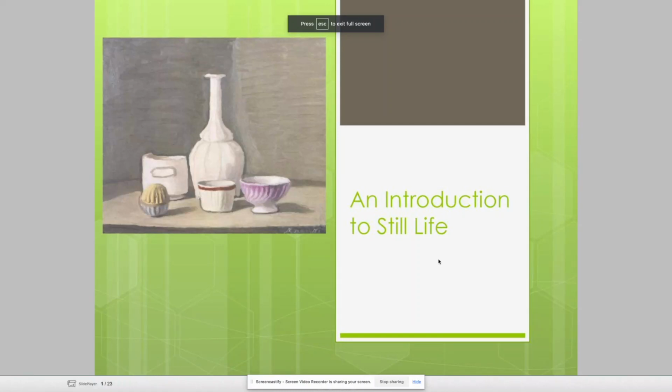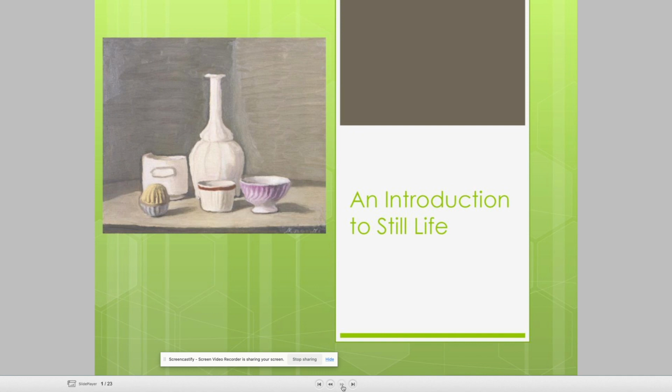You guys, I just want to give you a quick introduction to a still life. I don't think that any of us have ever seen a still life before, but let's get started. So, of course, my little button's down there. There we go.